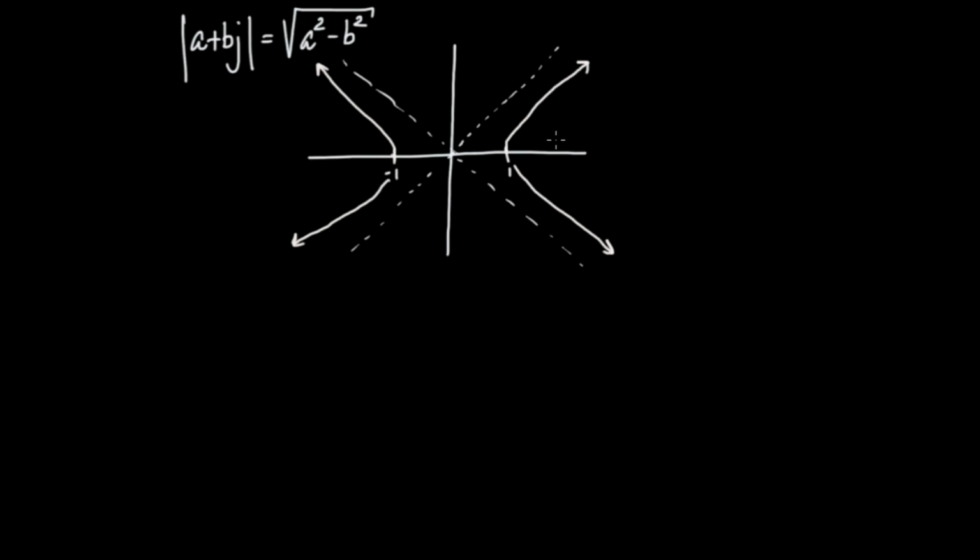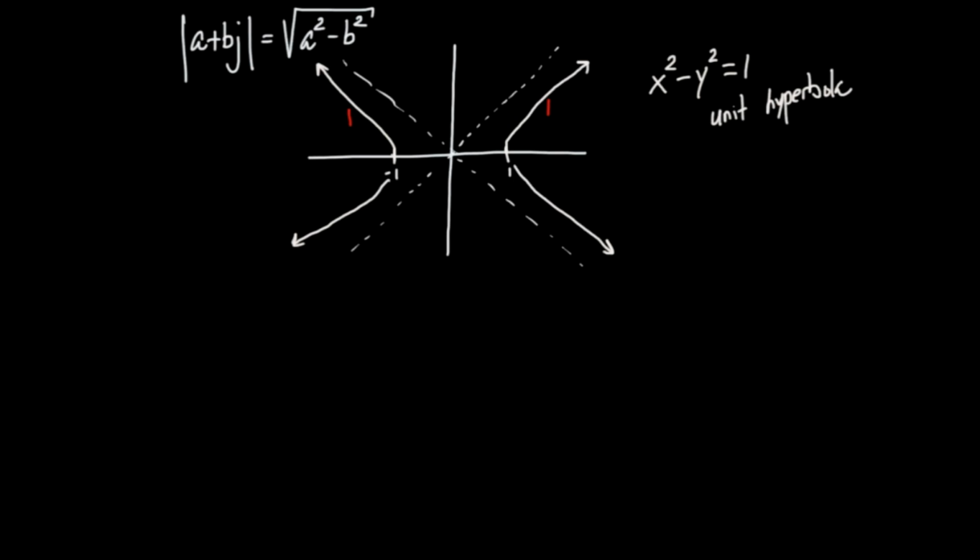I said before that this hyperbola, which is going to have the equation x squared minus y squared is equal to 1, is going to serve as the unit hyperbola. Analogously to what happened in the complex numbers, where we had x squared plus y squared equals 1, serving as the unit circle. That means that all points on this branch of the hyperbola or this branch of the hyperbola are going to have a magnitude of 1.